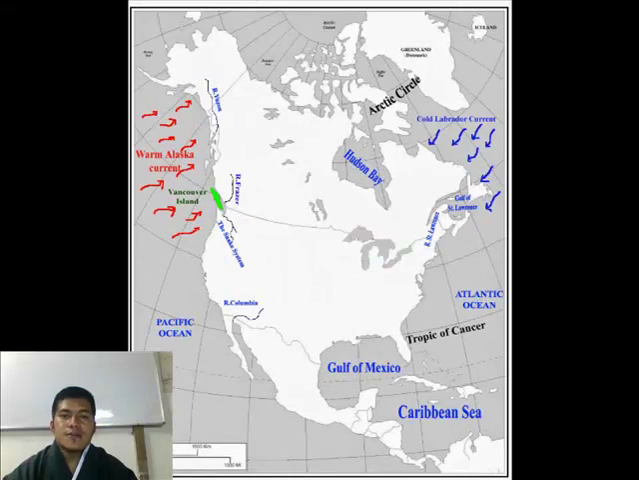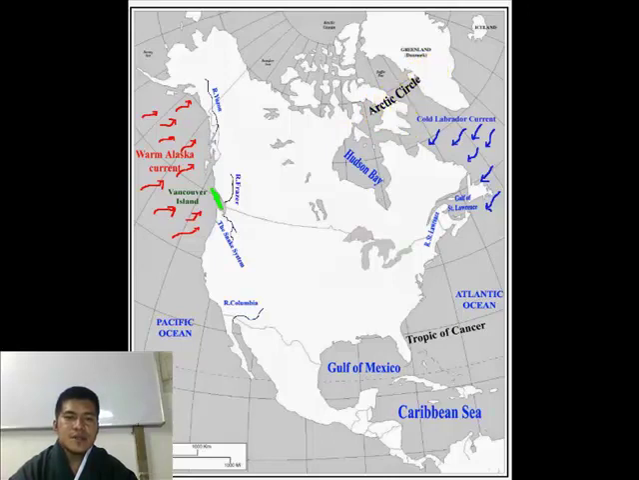Let us look at how the temperature and rainfall are affected by the various factors. First, let us look at the temperature. As we know, North America is located in the northern hemisphere and it extends from the tropics to the polar region. Here we can see the Tropic of Cancer, and here we can see the Arctic Circle.